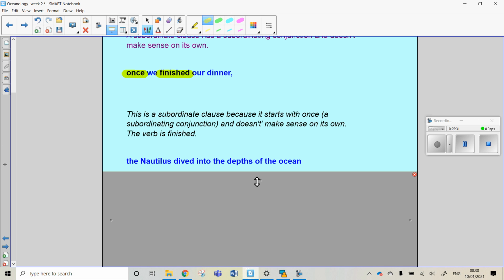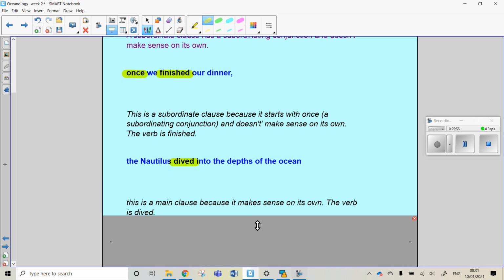What about this one here? Just press pause on your device and just have a go. Can you identify, is this a main clause or a subordinate clause? Okay, this is a main clause because it makes sense on its own. The Nautilus dived into the depths of the ocean. It's a group of words with a verb, and the verb is dived. I've written that below it. This is a main clause because it makes sense on its own.